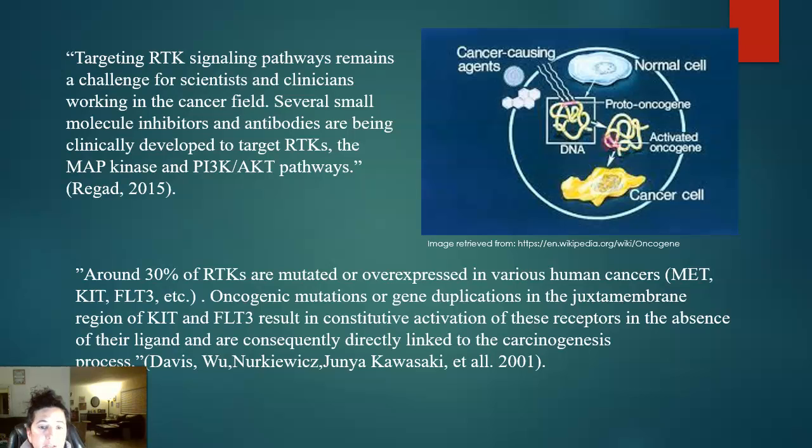So around 30% of the RTKs are mutated or overexpressed in various human cancers. The oncogenic mutations or gene duplications in the juxtamembrane region that I mentioned, in KIT and FLT3, result in the constitutive activation of these receptors in the absence of their ligand and are consequently directly linked to the carcinogenesis process. And that's according to Davis, Wu, and Nurkiewicz et al.